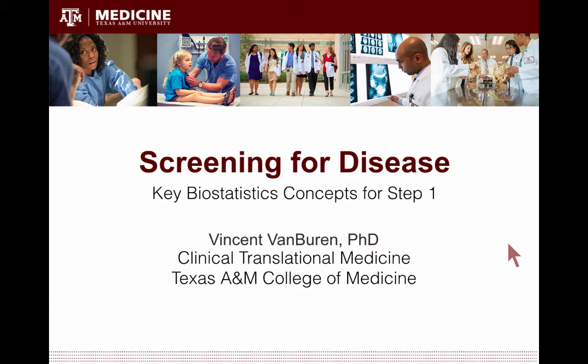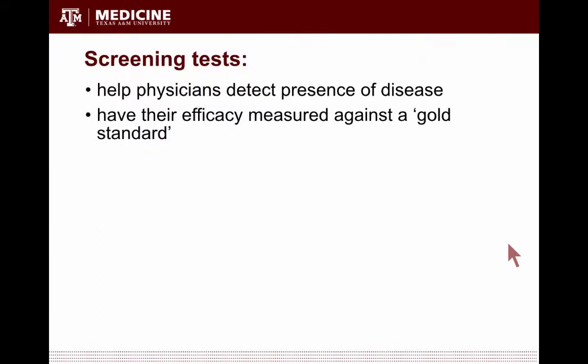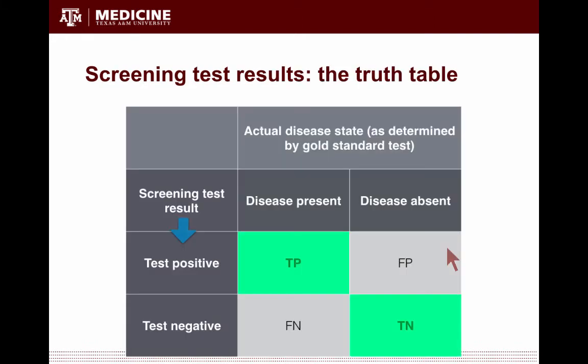This video is about screening for disease, key biostatistics concepts for Step 1. Screening tests help physicians detect the presence of disease, and screening tests have their efficacy measured against a gold standard. A gold standard test measures the actual presence of a disease or the actual absence of a disease. And a screening test under consideration will either test positive or test negative for disease.